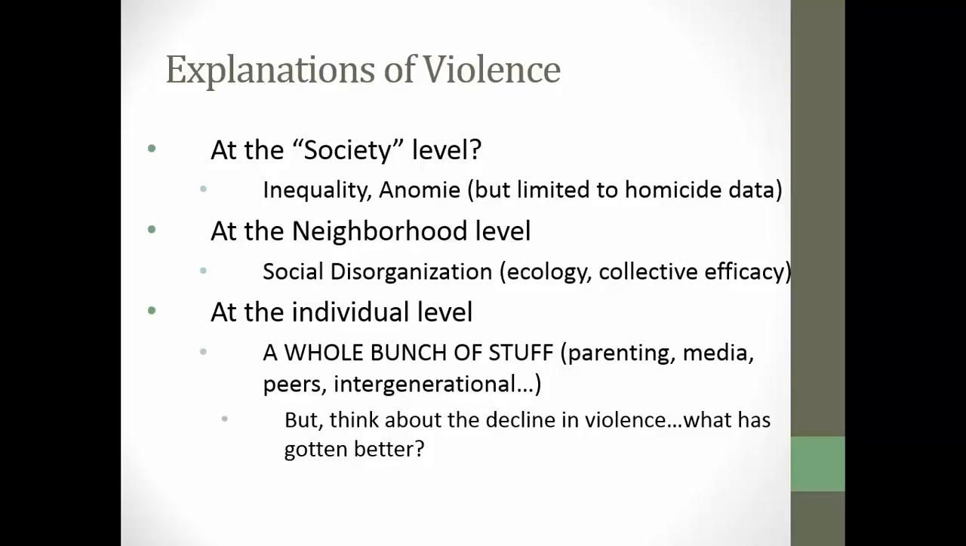And at the individual level, you can think about, why do some people hurt each other and kill each other? Damn near everything we've talked about in terms of theory relates to that. You can think of parenting, you can think of media exposure, you can think of delinquent peers. But when you do that, one of the things I encourage you to also think of is that we've had this huge decline in violence. And so in this long laundry list of stuff you're thinking about, have any of these things gotten better?